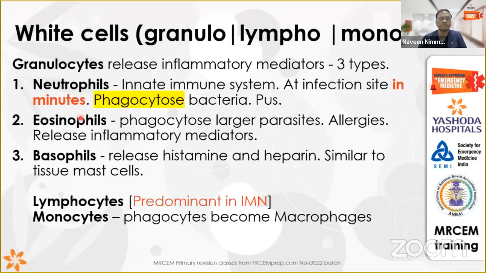The other two kinds of cells are lymphocytes and monocytes. Lymphocytes are predominant in infectious mononucleosis. This was asked before. And monocytes, these are also phagocytes. They become macrophages later on.